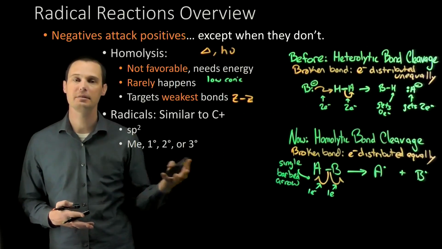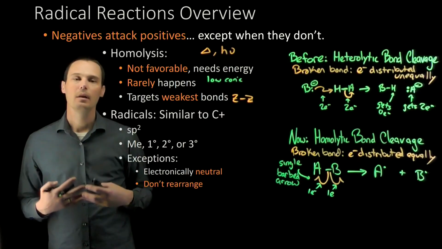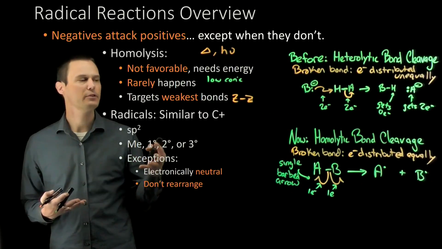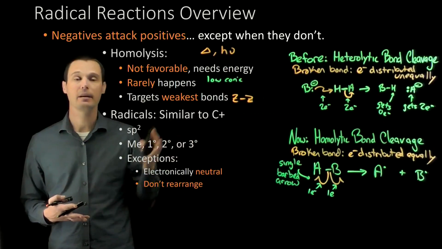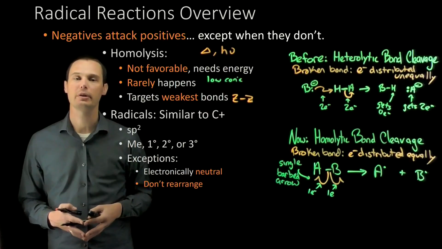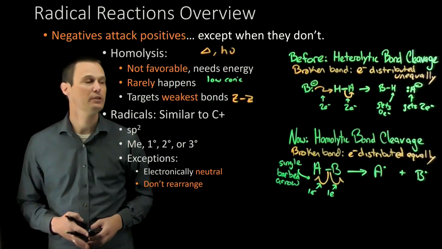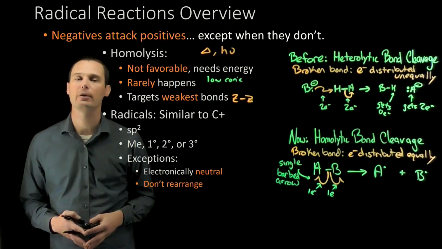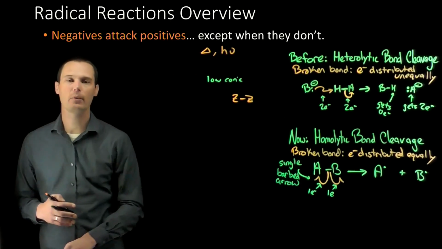And the stability trend is the same. Tertiary radicals are more stable than secondary. There are a couple of differences between radicals and carbocations. Carbocations are cationic. Radicals are electronically neutral. They don't have a formal charge. And the one big difference that we need to keep in mind with radicals is that radicals do not undergo rearrangement. Okay, so these are some things to know about radicals.